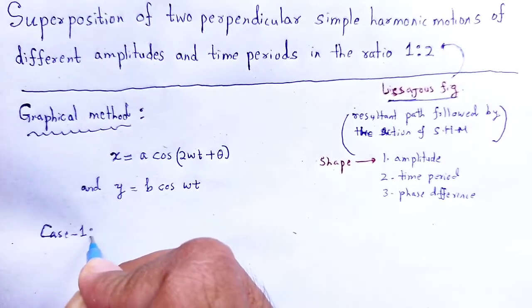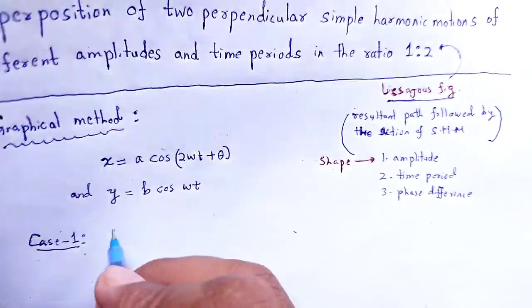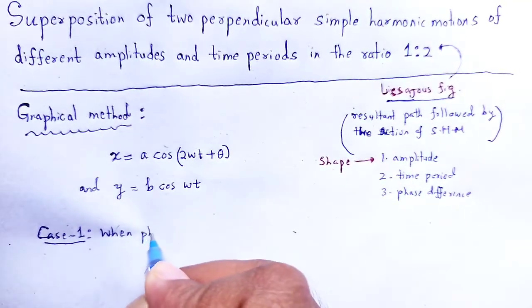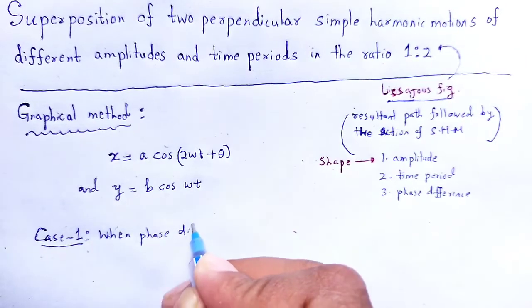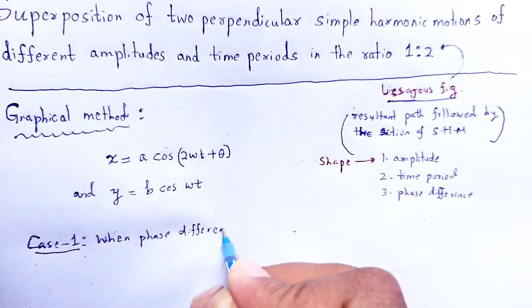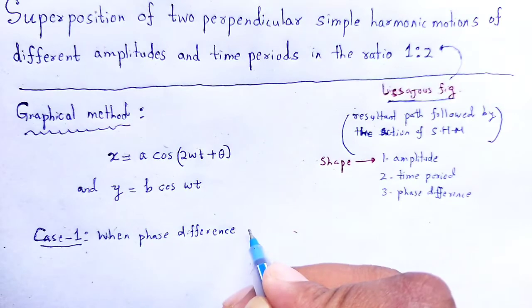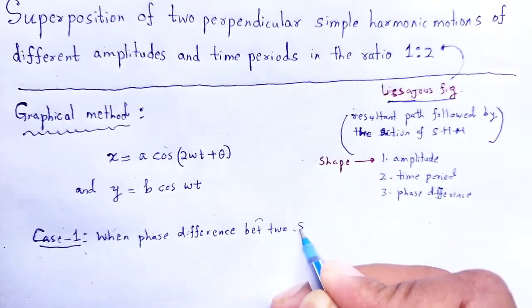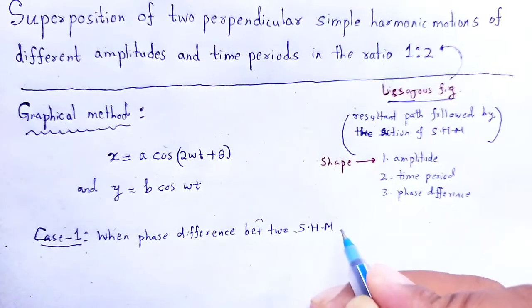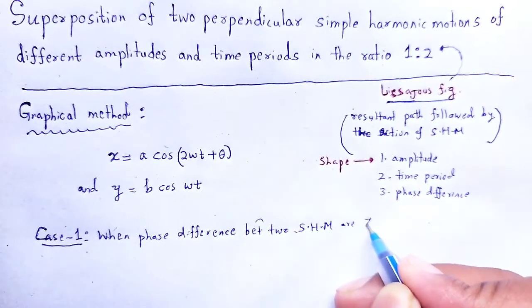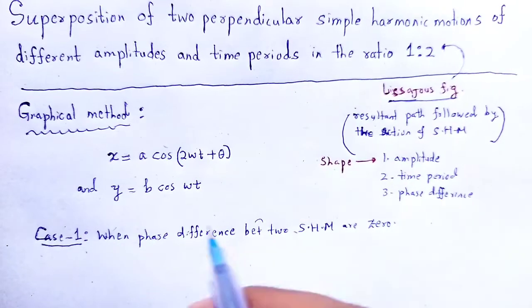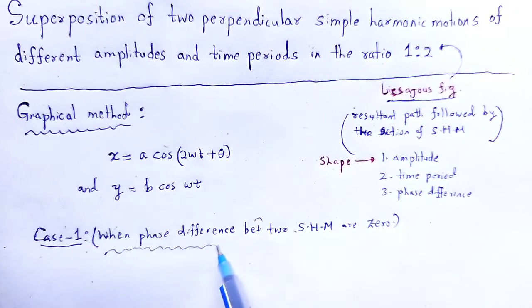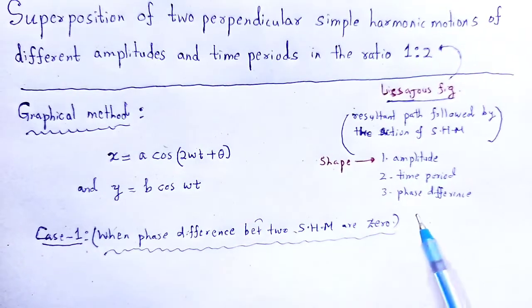Case number 1: when the phase difference between the two simple harmonic motions is zero, then what should the Lissajous figure be here?